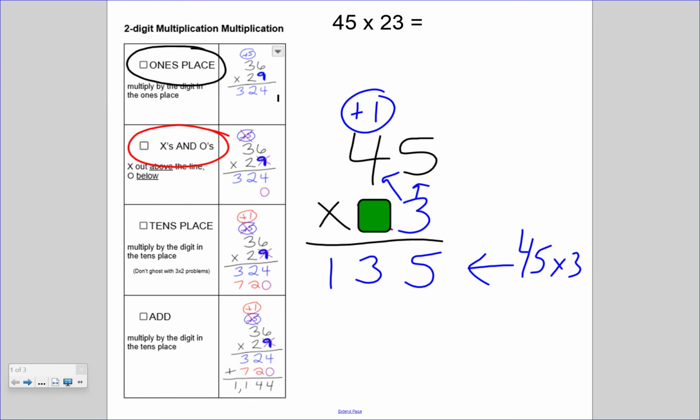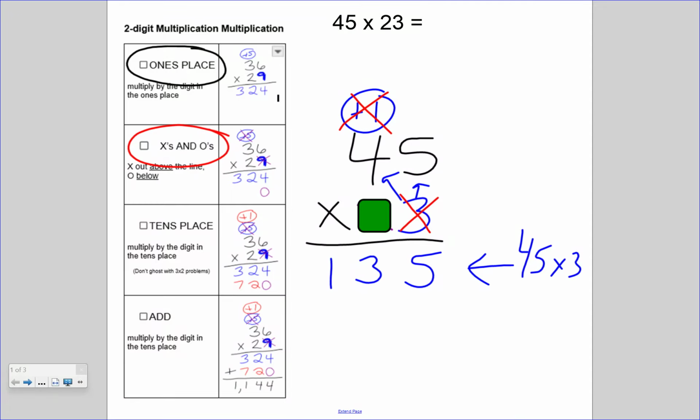So above the equal sign, I am going to X out the 3 because I'm done with it. I finished with it. It's already done. I don't need it anymore. But I'm also going to X out any numbers that the 3 created when I used it.